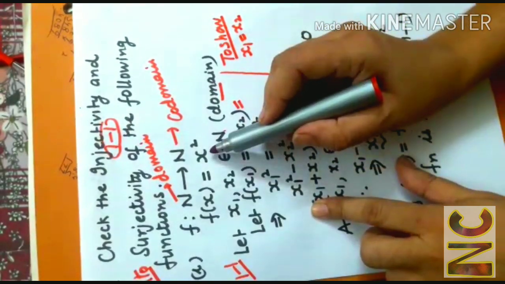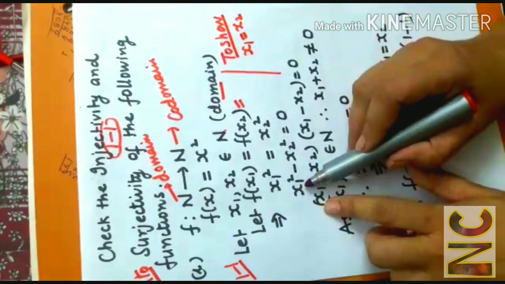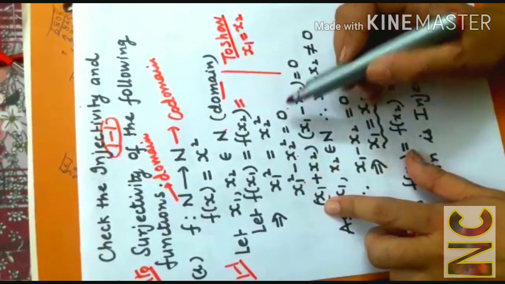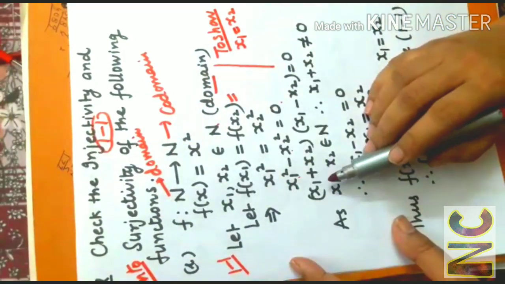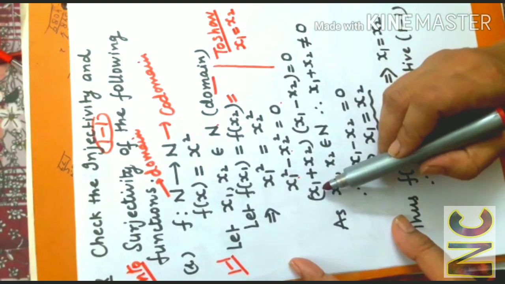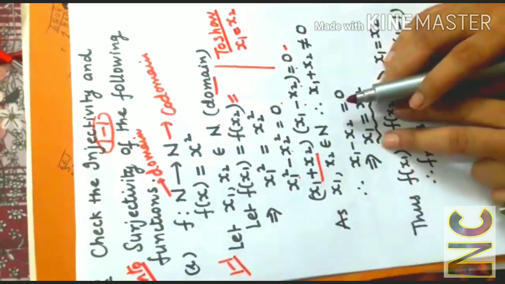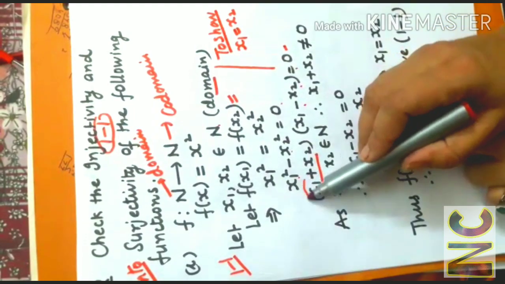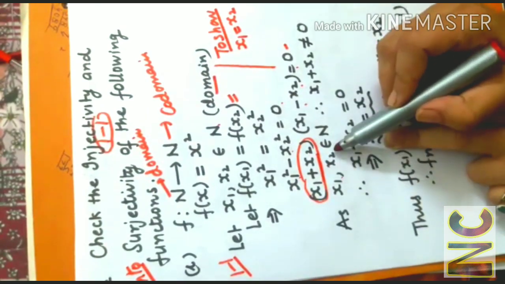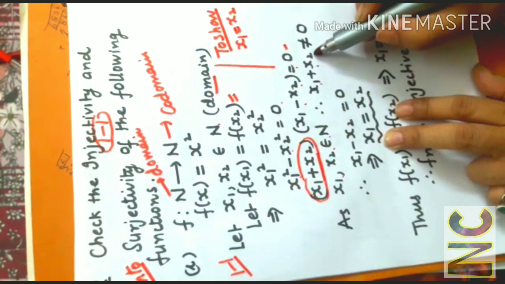Now f(x1) will be equal to x1 squared and this will be equal to x2 squared. So this will give x1 squared minus x2 squared is equal to 0. On factorization, I'll get (x1 plus x2) into (x1 minus x2) is 0. So here you can see that this factor cannot be equal to 0. Why? Because x1 and x2 are both natural numbers and the sum of two natural numbers cannot be equal to 0.